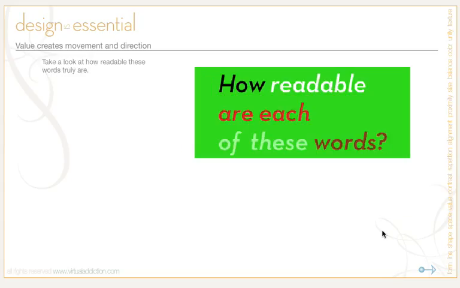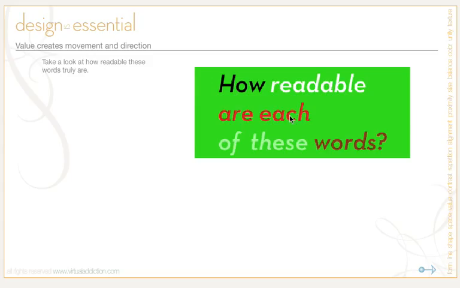Okay, now just excuse the color combination. I'm doing this to make a point, but I want you to take a look and see how readable these words truly are. Notice that you can see each of the words, but because of the value, certain words are easier to read. So how readable are the most? They're the easiest to read. Our each is readable, but it definitely is weak because the value is the same.